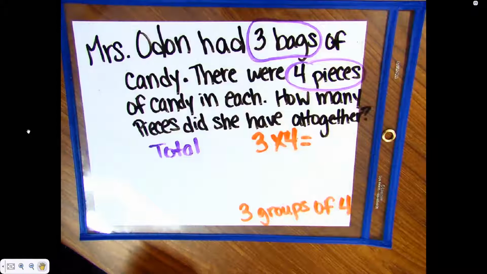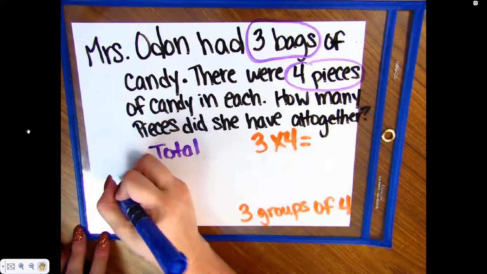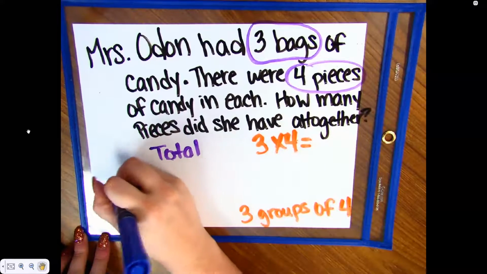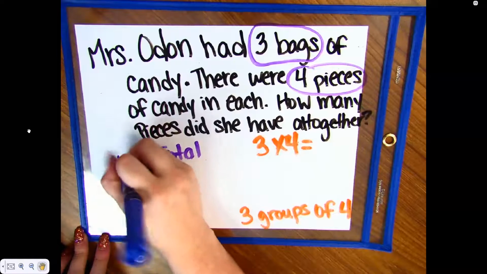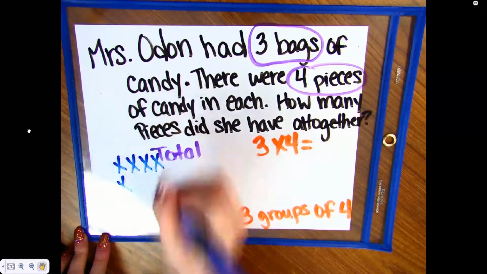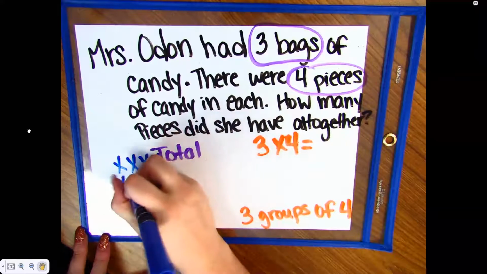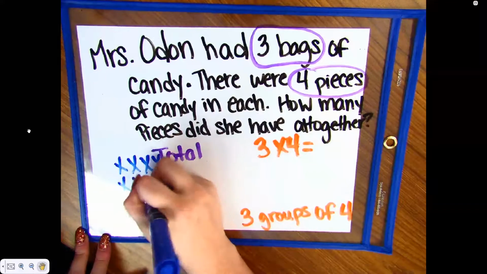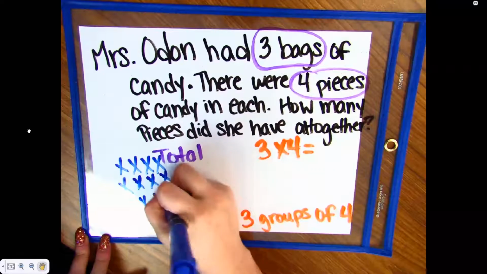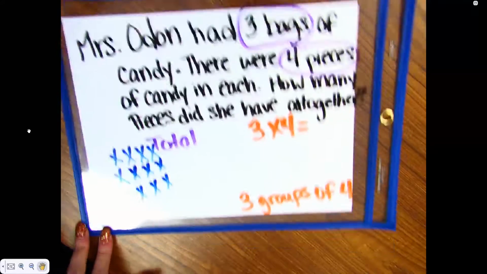I have 3 groups of 4 for my array. Remember, an array is in a straight line. Bella, how many X's should I start with on the side? On the side 3, and then at the top I need 4, right? And they're going to go in a straight line. So then I'm going to fill in the rest of my X's.